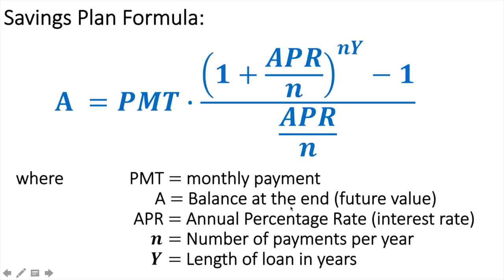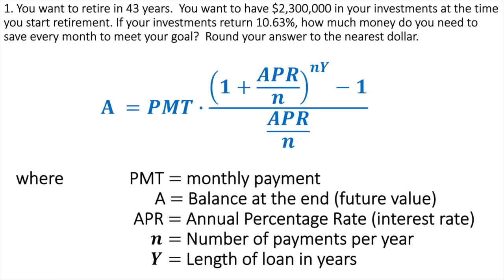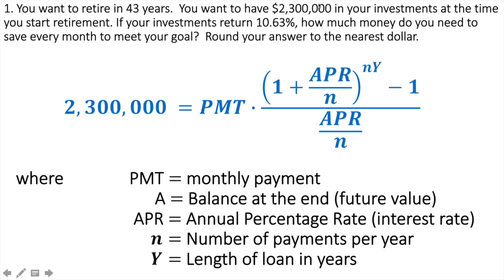And down below here is the key to everything. PMT represents the payment amount. This is our 2.3 million, the amount we're going to have at some future date, and so forth. So let's start filling in what we know. Let's bring in our scenario here. We know what our A is. Again, that's 2.3 million. So let's go ahead and write that one in.